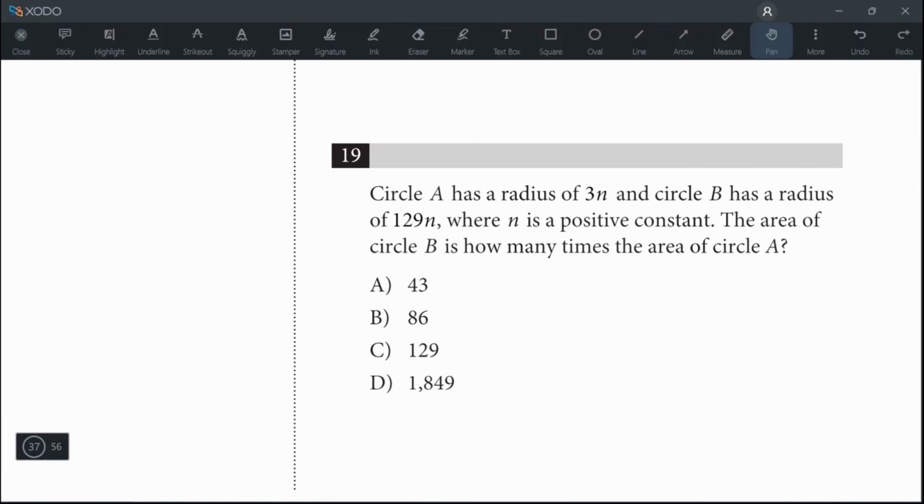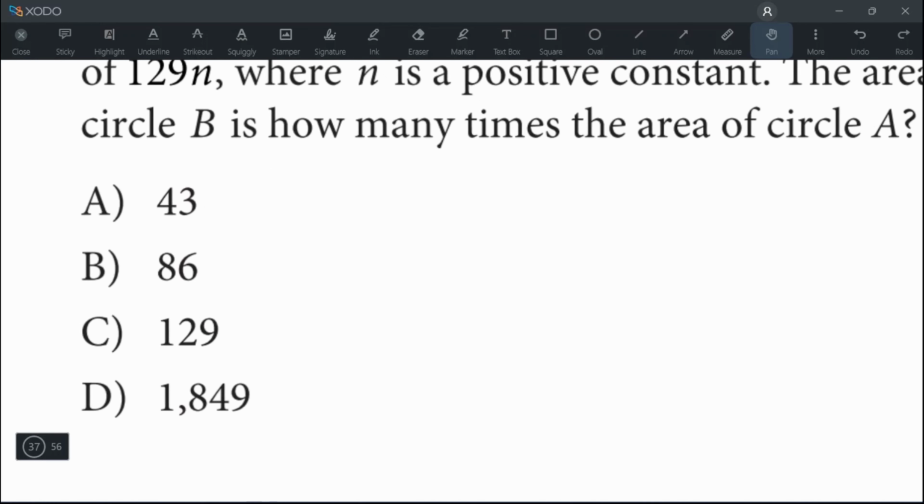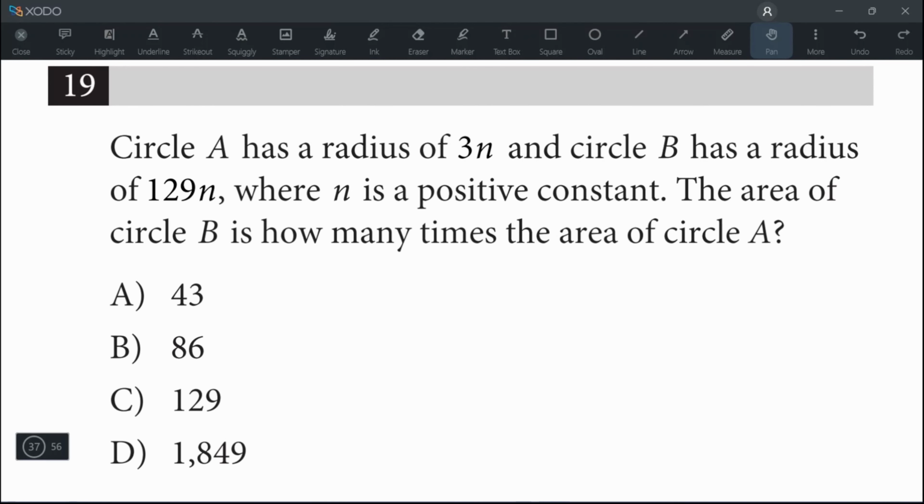Now, what about question number 19? Circle A has a radius of 3n and circle B has a radius of 129n, and n is a positive constant. The area of circle B is how many times the area of circle A? So the area of B over the area of A will give us the ratio between B and A, or in other words, it gives us the answer for this question.